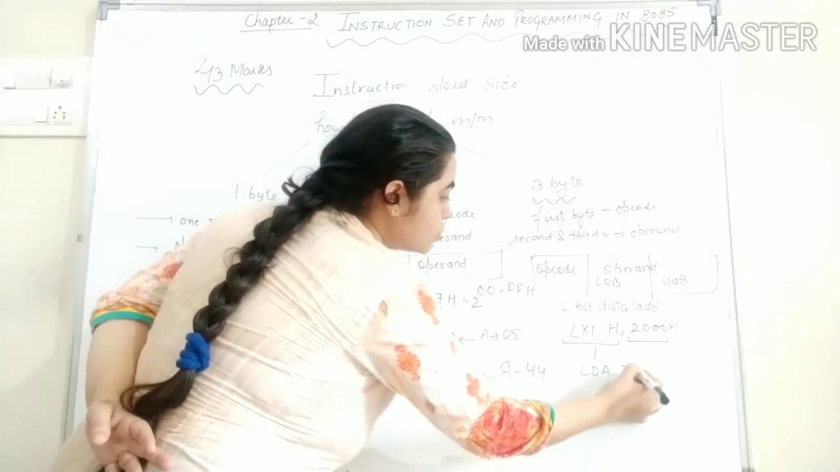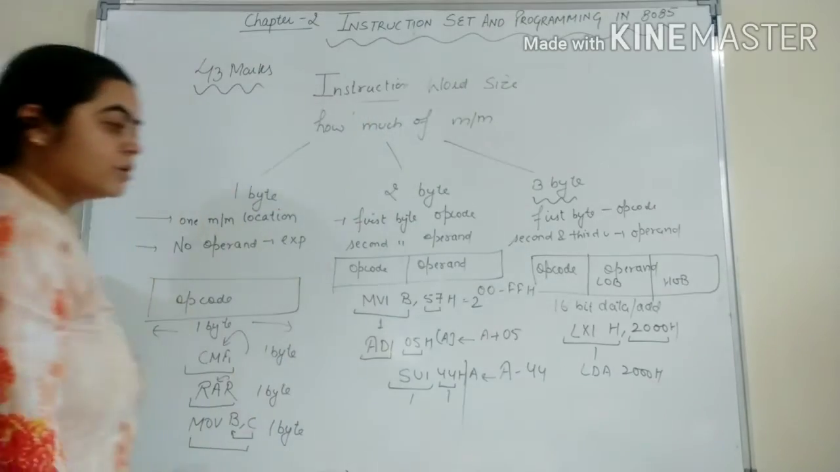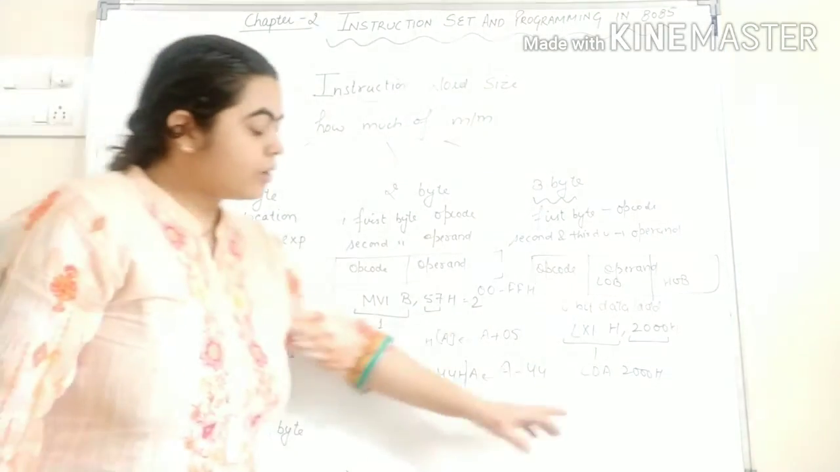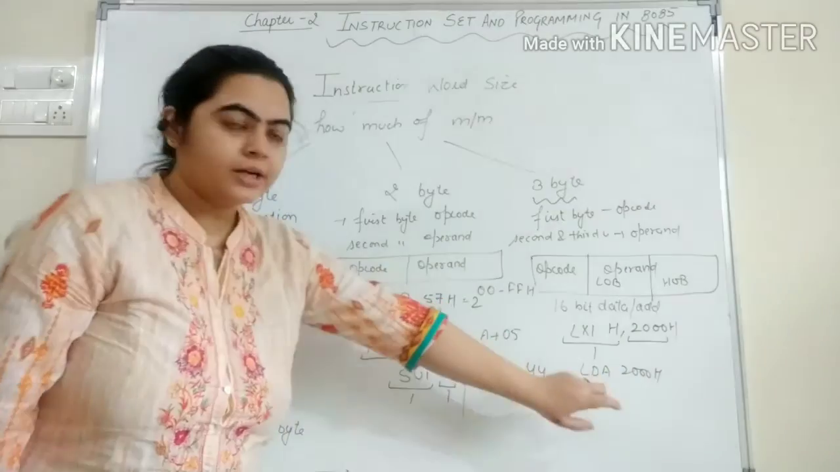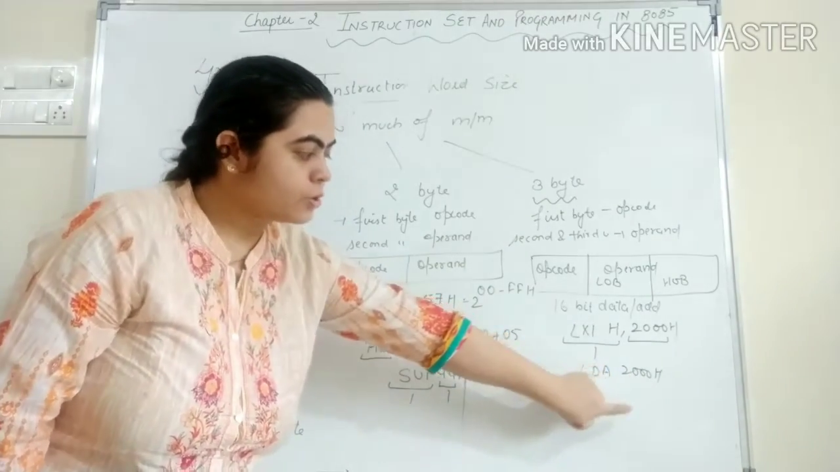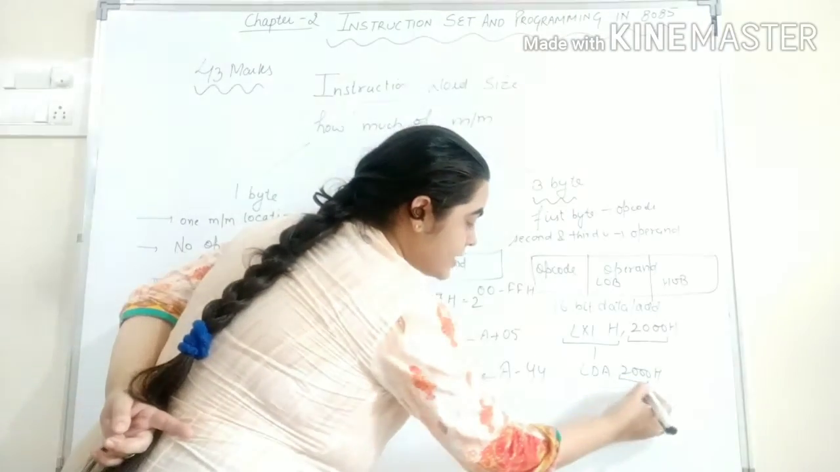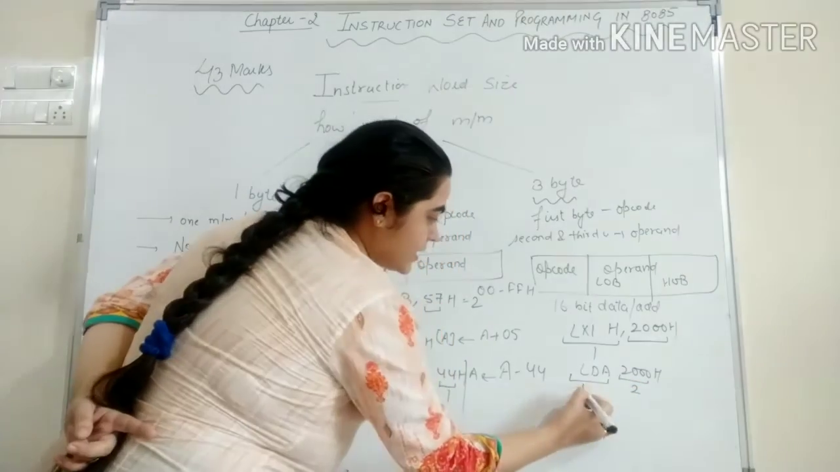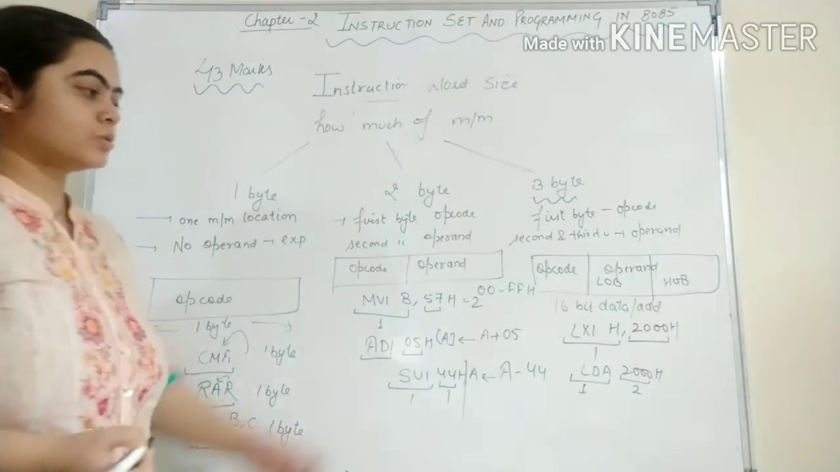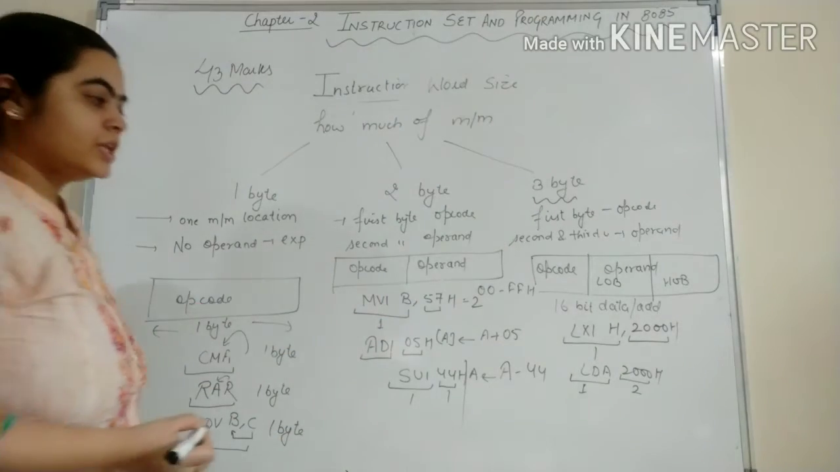Next example we can see is LDA 2000H. What does it mean? The microprocessor loads the contents present in this memory location into the accumulator. Here this address is of 2 bytes and LDA, that is the opcode, is of 1 byte. So this instruction is of 3 bytes.